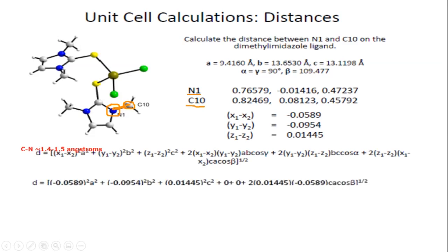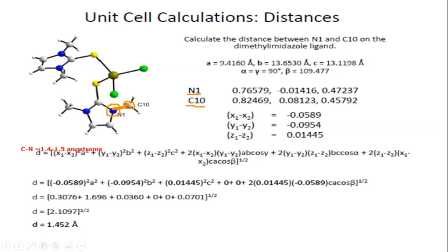Now, since this is a monoclinic setting, everything cancels out that contains cosine gamma or cosine alpha. Only the cosine beta remains. So you see these two zeros represent the cosine alpha component and the cosine gamma component. So we put in our differences, we have to square it, and then multiply it by the square of the cell axis. We're just simplifying terms.